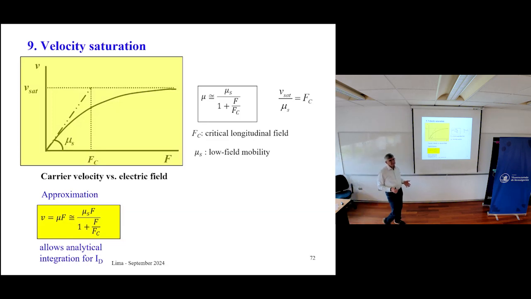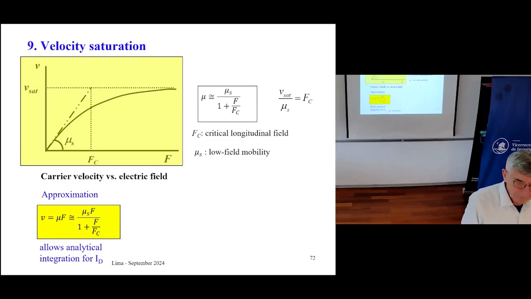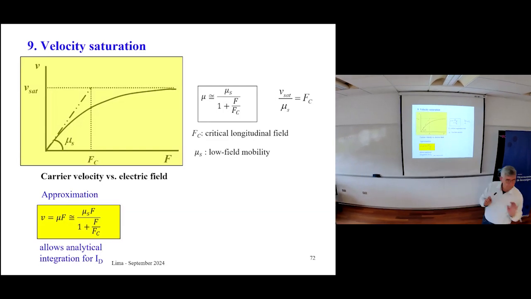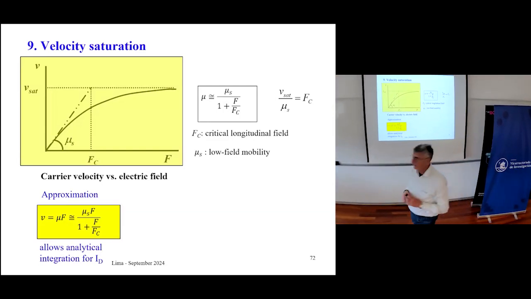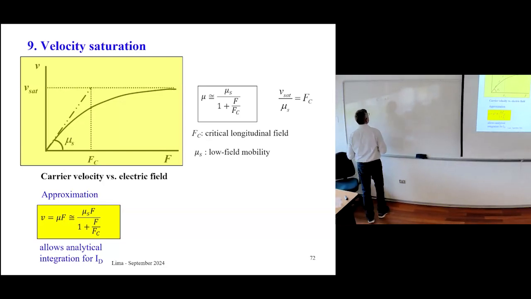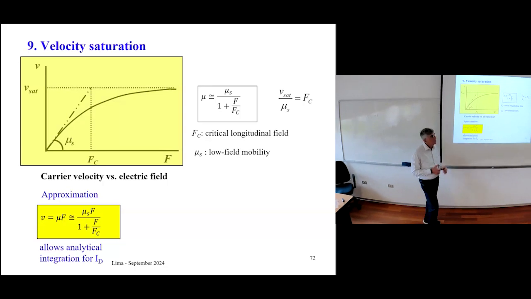Mobility is, I would say, the inverse of viscosity in a liquid. Okay, if you have a liquid with a high viscosity, it means that when you put some object inside the liquid, it will take a lot of time to move, right? Mobility is the inverse of that, okay? And I assumed that mobility is a constant factor independent of the electric field. In practice, this is not true. For the silicon, you have something like this.